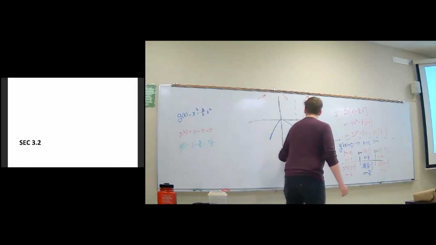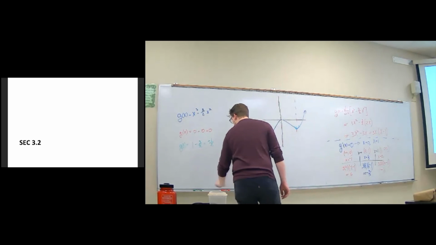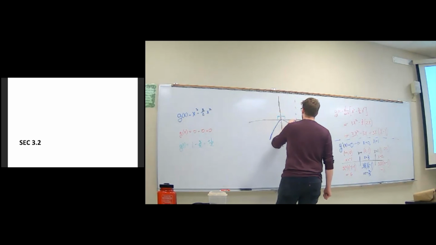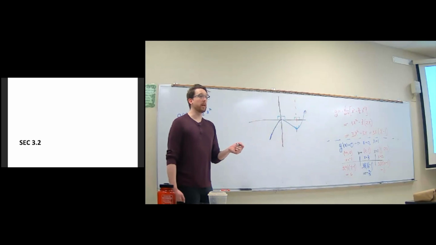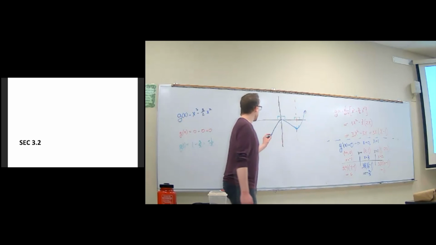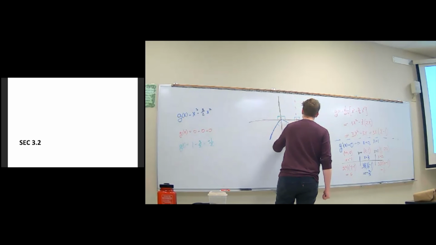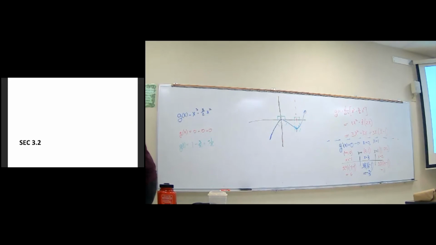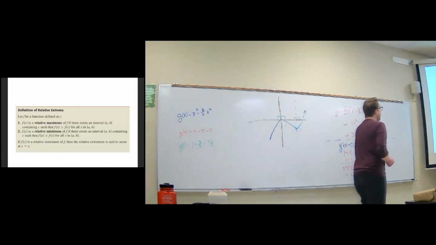So here, if we consider a small window of x values, we see we have two relative extremas, right? We've got what looks like a max and what looks like a min. And that's what these things are.